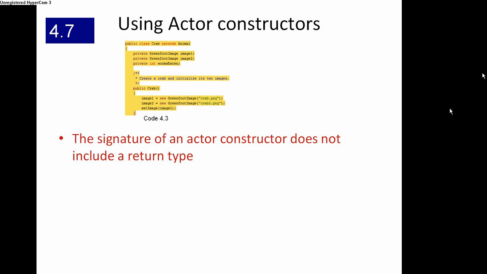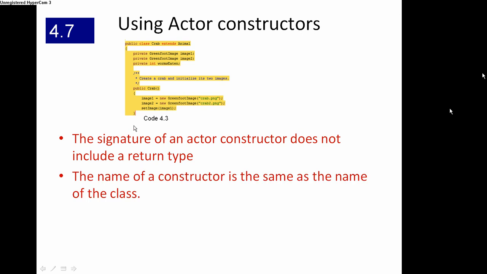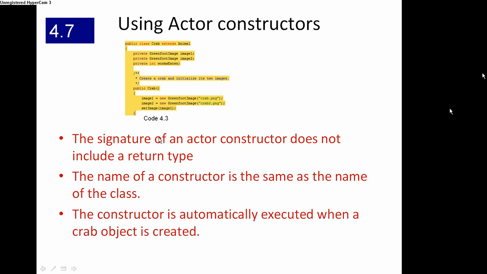Okay, so the signature of an actor constructor does not include a return type. So notice that we don't say it's like an integer or anything. We just say public crab. Okay, and there's no return type. The name of a constructor is the same as the name of the class. So you have public class crab, you have public crab. That's always going to be the same. The constructor is automatically executed when a crab object is created. So as soon as a new crab is made, this code runs. Write that down.